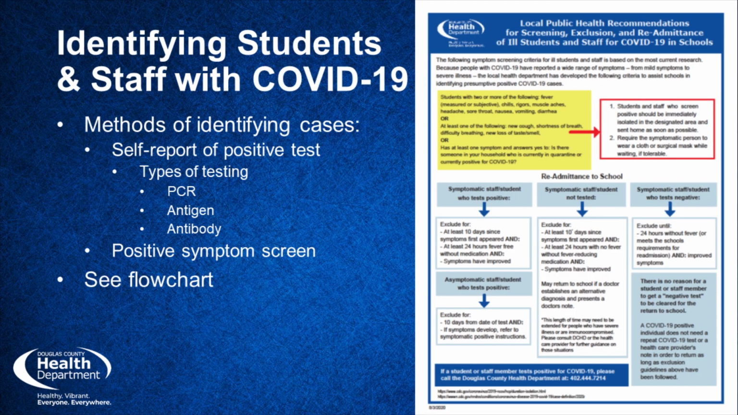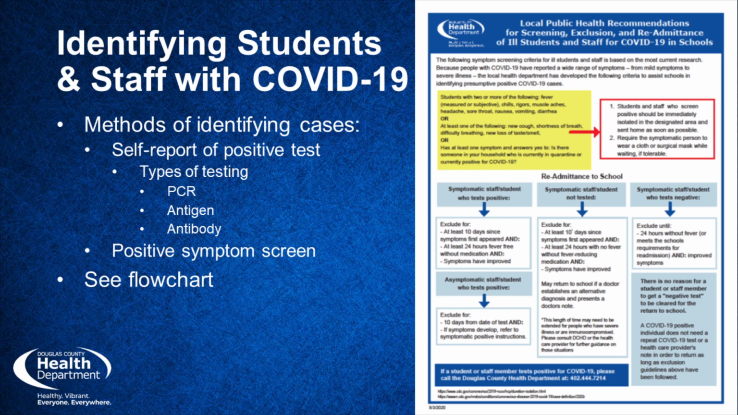When we're identifying students and staff with COVID-19, there are two ways you will generally learn about one of these cases. The first method is through self-report of a positive test. That's when a family member or a staff member calls and says, "Hey, I tested positive for COVID-19." When someone says they have a positive test, it's important to understand the different types of COVID-19 testing available so you understand which tests need to have an action taken.